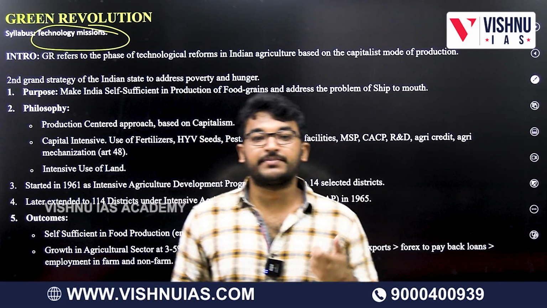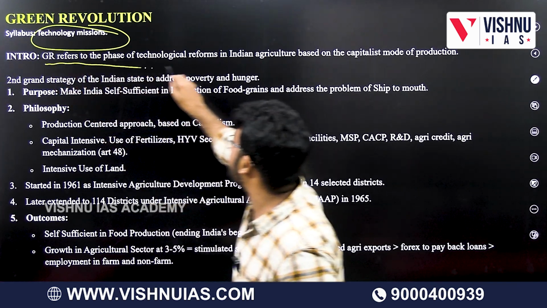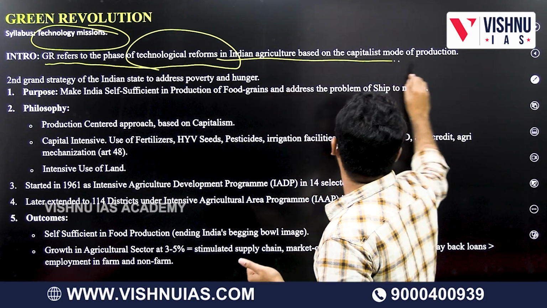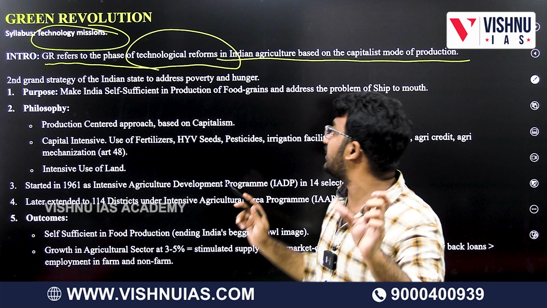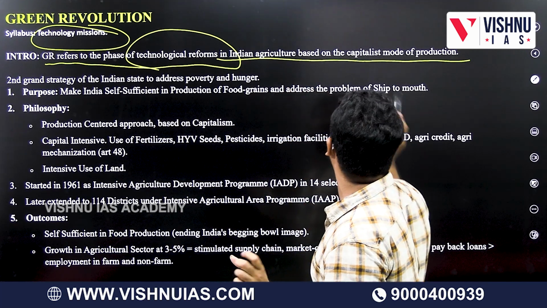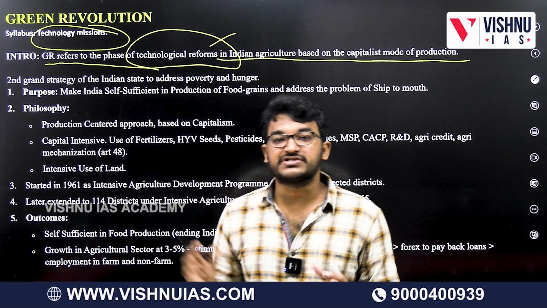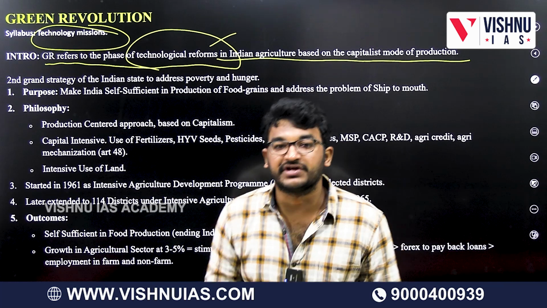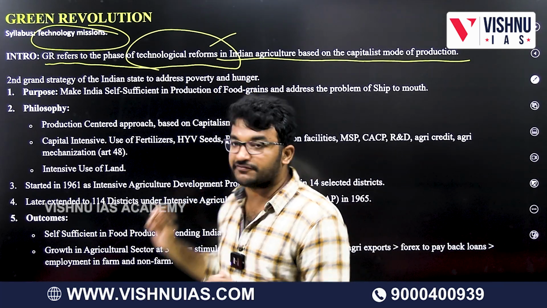Now, what is a better introduction for this Green Revolution? It could be: Green Revolution refers to the phase of technological reforms in Indian agriculture based on the capitalist mode of production. Why is it a technological reform? Because we are using high yielding varieties and agriculture mechanization to increase productivity. So we can consider the Green Revolution as a technological reform.